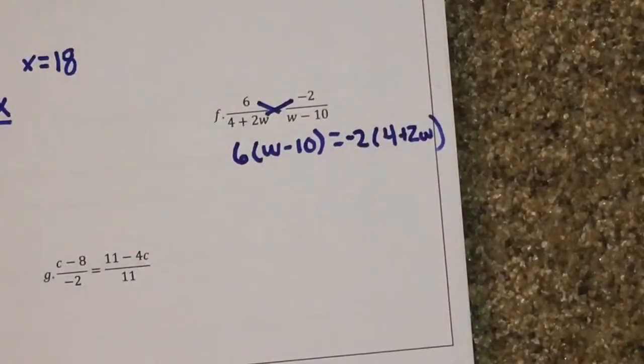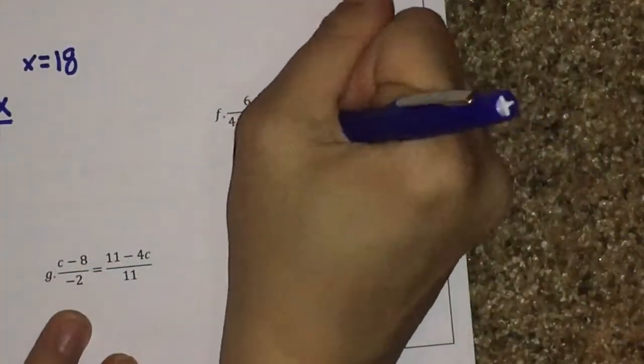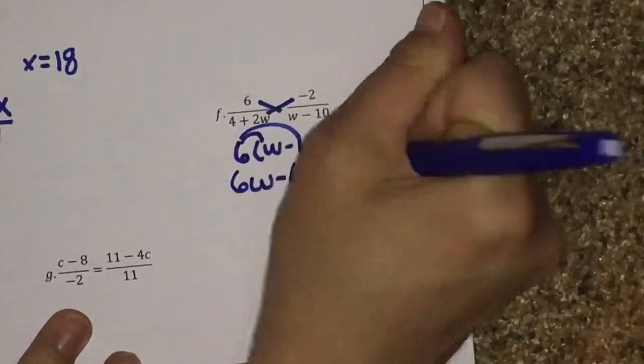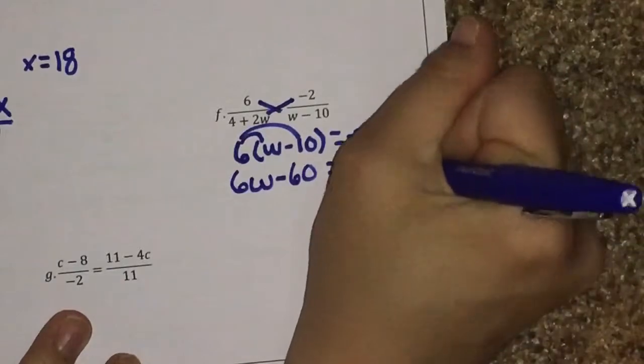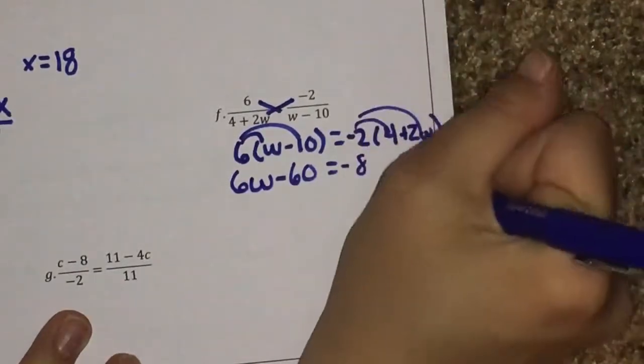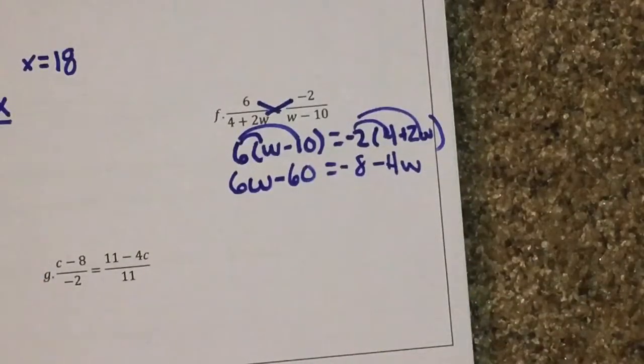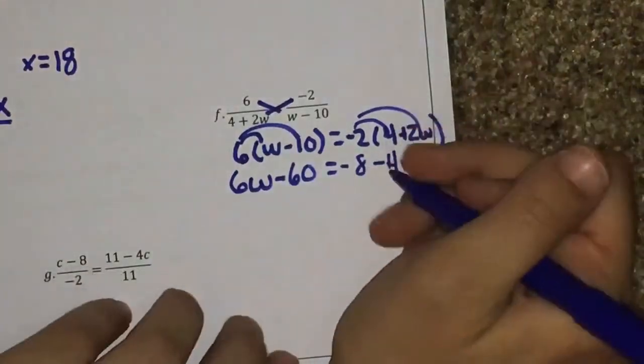Looks like we're going to have to end up distributing twice here. 6 times w and 6 times negative 10 is 6w minus 60. And negative 2 times 4 is negative 8. And negative 2 times 2w is negative 4w. Again, this becomes an equation where we can solve it based on our steps with variables on both sides. So in this case, let's get all our variables to one side and numbers to the other side. Let's try and keep those variables positive to make it easier on ourselves.